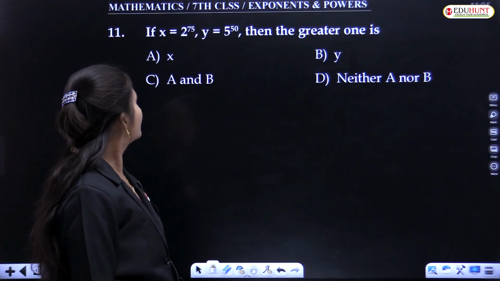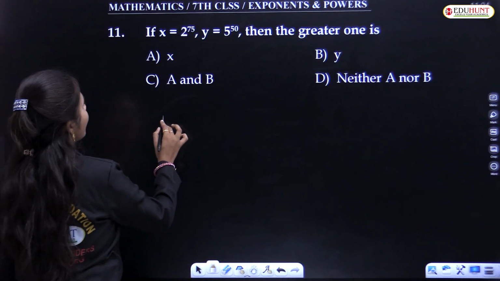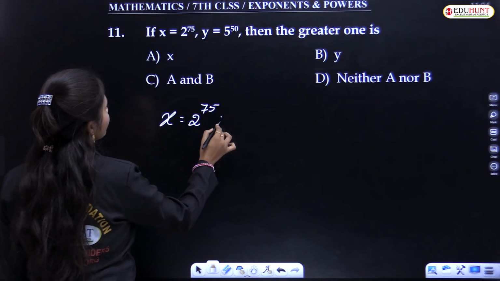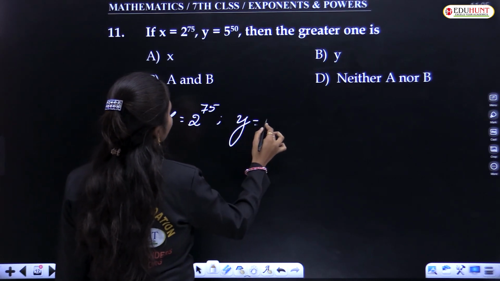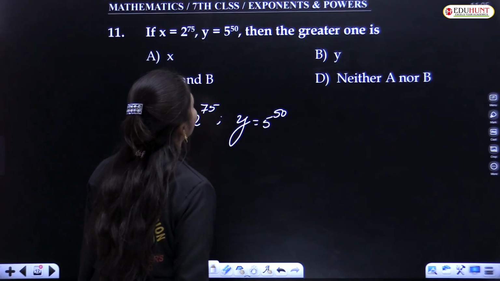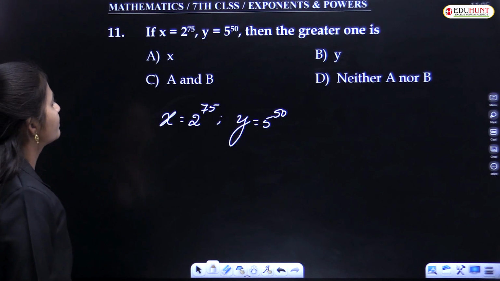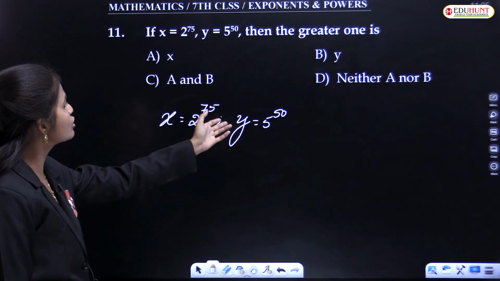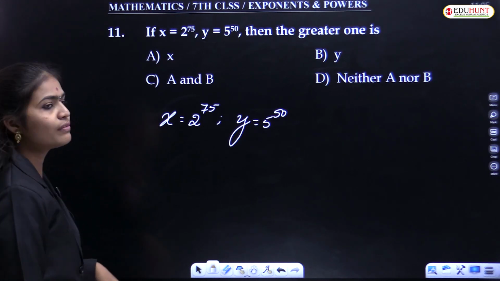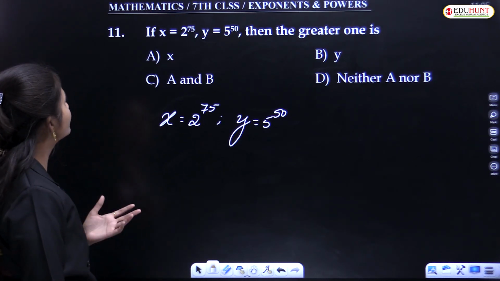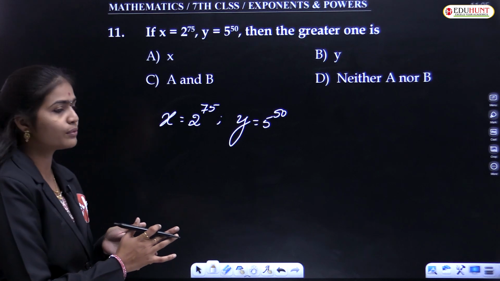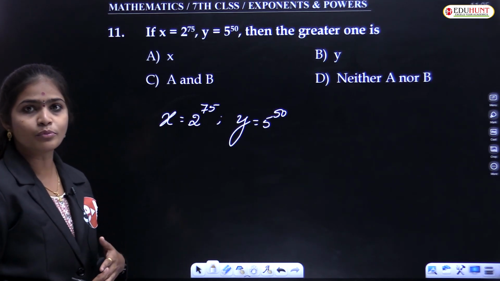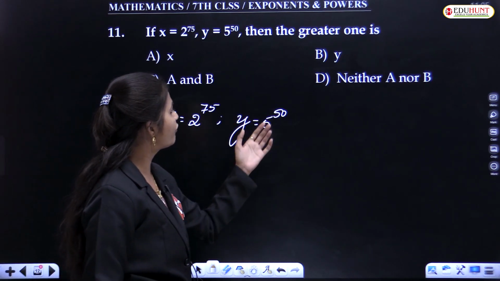So see the next one. Here x is equal to 2 power 75. Next, y is equal to 5 power 50. Then they are asking which one is greater. So first, which value do we need to find out? 2 power 75. Is it possible to find 2 power 75? It takes a lot of time, no? And here 5 power 50 is there.